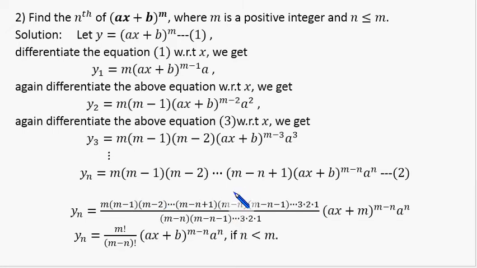So therefore it can be rewritten as m factorial in the numerator, divided by m minus n factorial in the denominator. The remaining term is (ax plus b) whole to the power of m minus n into a to the power of n, if n is less than m.